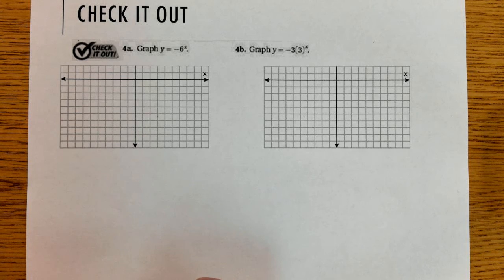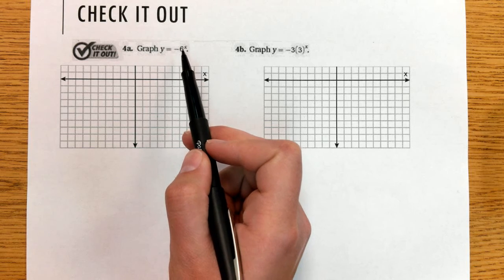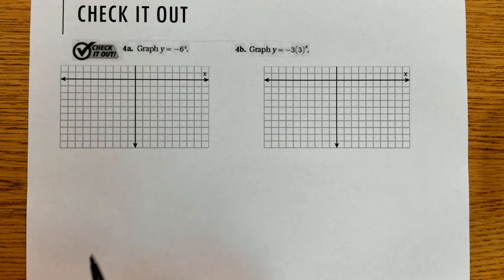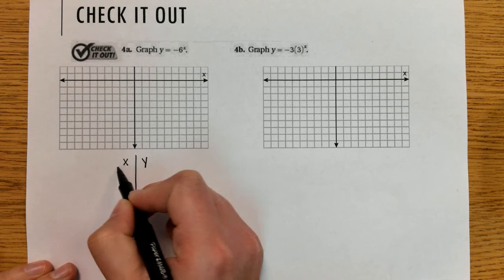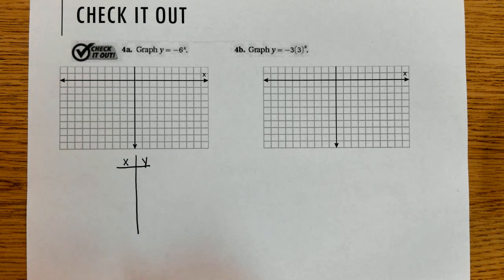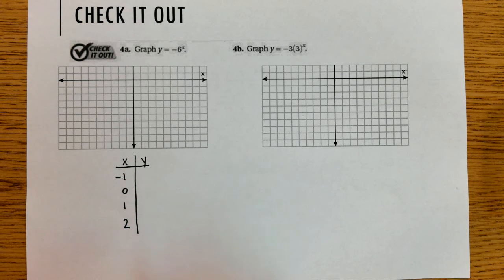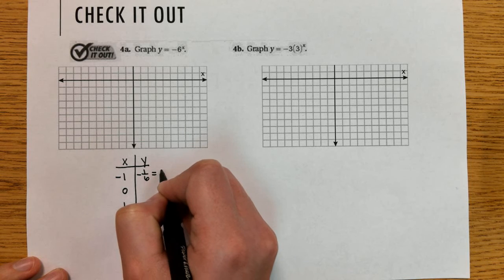So for A, we have y equals -6 to the x power. So this negative is on the outside. So you're taking 6, raising it to the power, and then multiplying it by -1, okay? So keep that in mind when you're substituting in. So I'm going to pick some x values. I'm going to do -1, 0, 1, and 2. So 6 to the -1 power is going to be 1/6, and then the negative version of that is going to be -1/6.